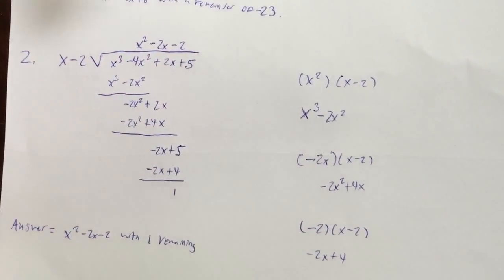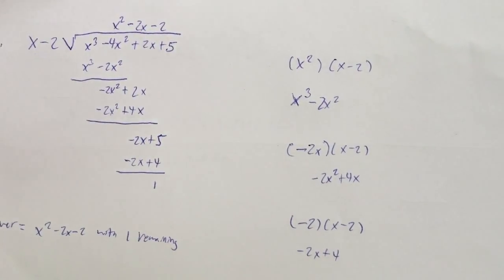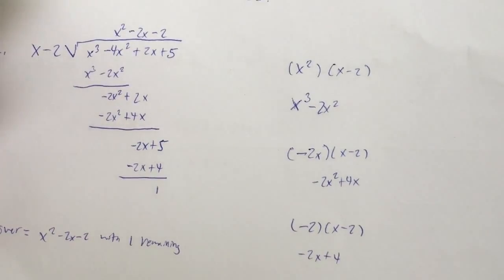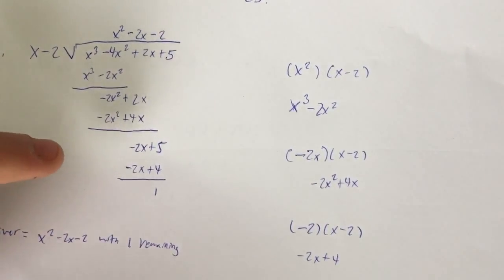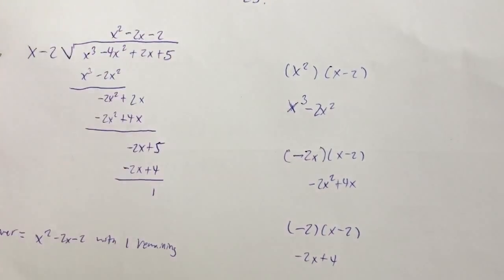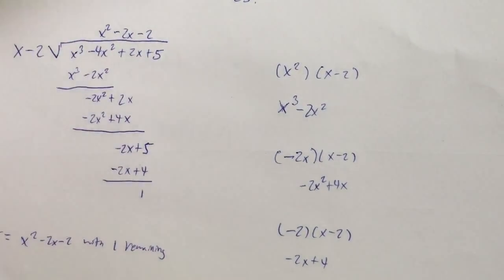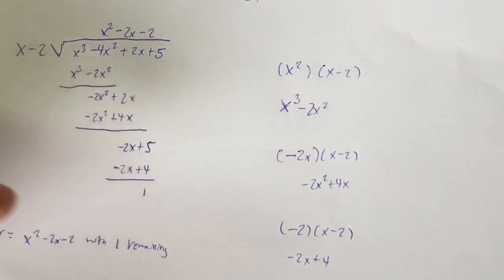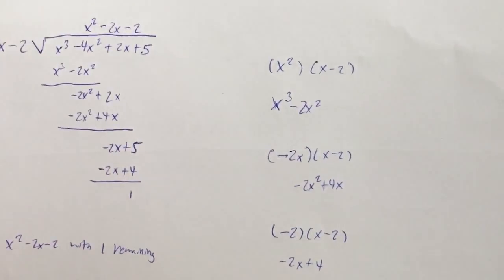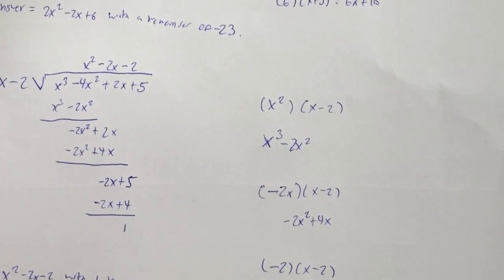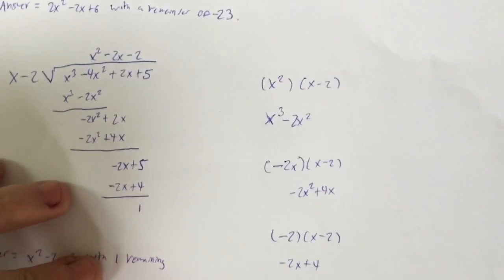Then you take the x out again, minus 2x times x minus 2, which is minus 2x^2 plus 4x right there. Subtract that again, 0x plus 5, bring that down. Then you take the x out of that, minus 2 times x minus 2, you get minus 2x plus 4 with a remainder of 1. So the answer is x^2 minus 2x minus 2 with 1 remaining.